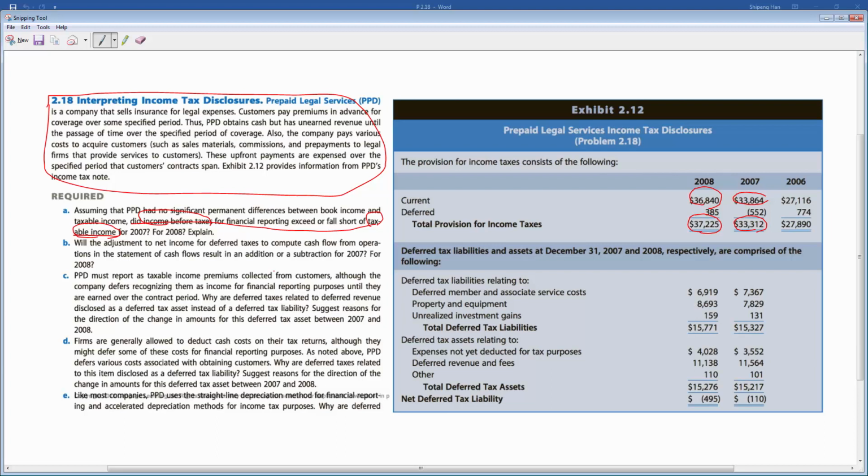Question B. When we make an adjustment to the statement of cash flows, okay, I just use the example of 2008 as the example. Okay, in 2008, the company deduct 37,225 from its revenue to calculate net income, and the company only deduct 36,840 cash from the statement of cash flows in the operating section. So that means you deduct more expense than your cash flows.